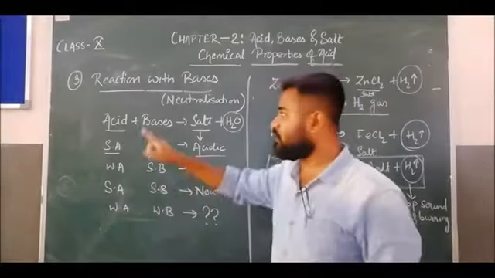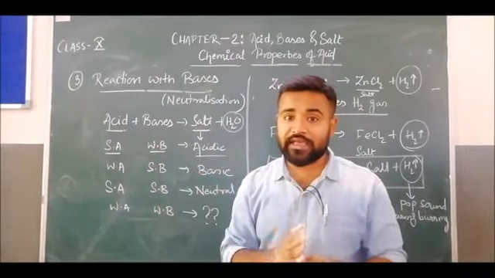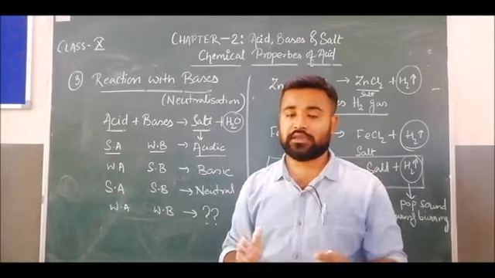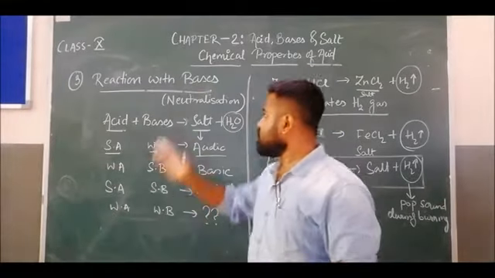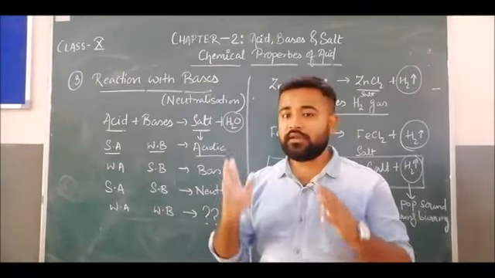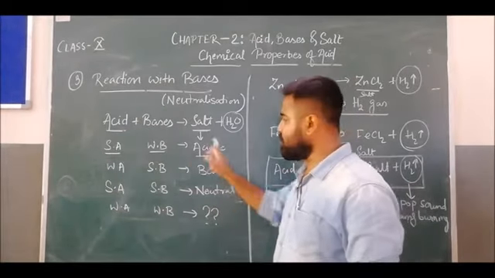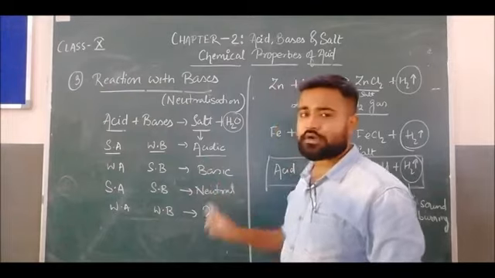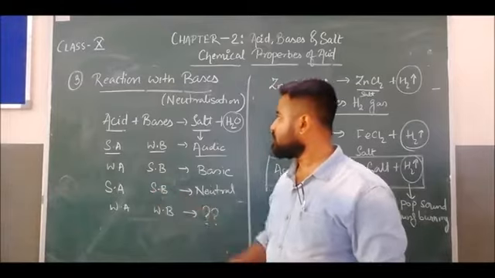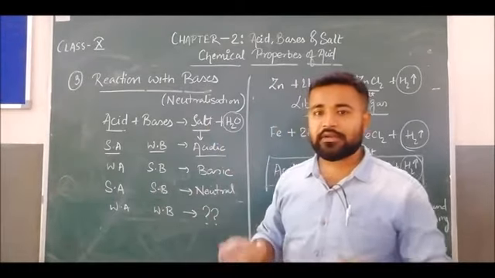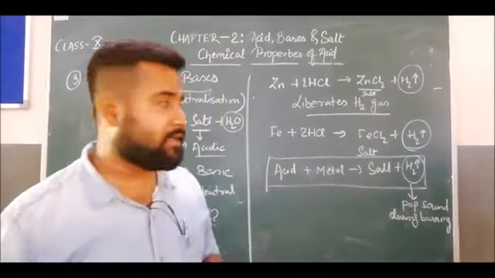Once again I am repeating, whenever acid and bases react with each other, they nullify or neutralize the charge of each other. That's why this is called neutralization reaction. Clear? It is not like we will always get a neutral salt. We may get acidic salt, we may get basic salt. But due to the nullification of the charge by the acid and bases, this is called neutralization reaction. Clear? So this is the third chemical property of acid. Next.